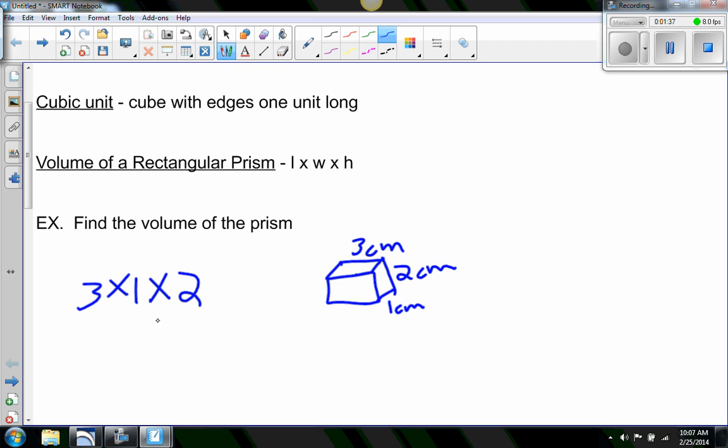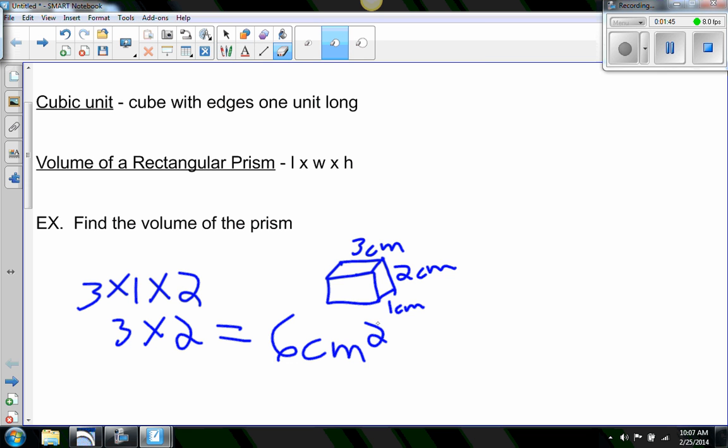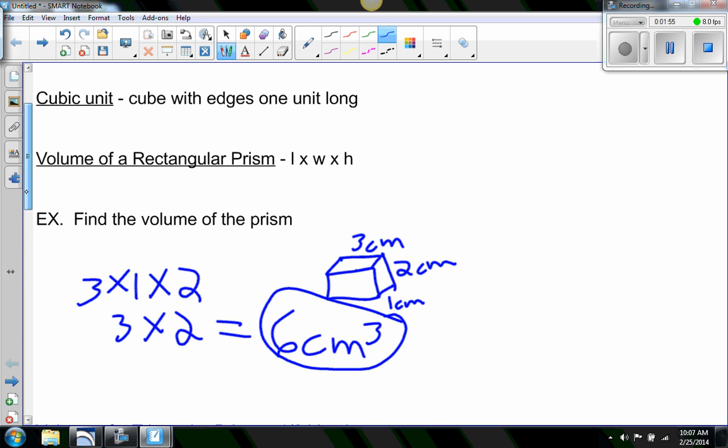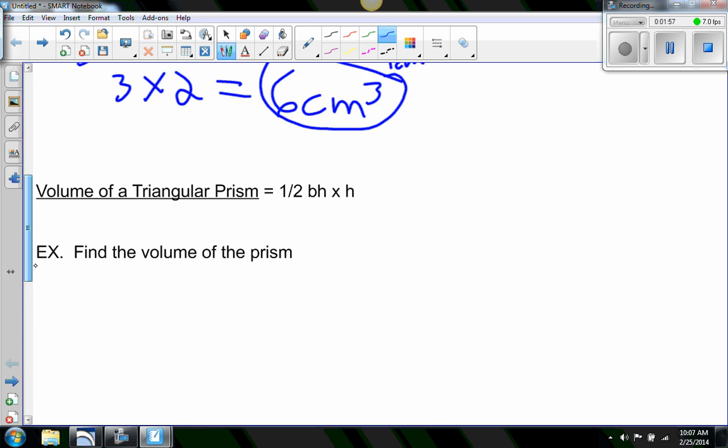So 3 times 1 is 3, and 3 times 2 is 6. So it's 6 cubic, and I wrote a 2, but it should be a 3. 6 cubic centimeters for that one. It's just length times width times height, done. A rectangular prism is the easiest type of prism there is to do.